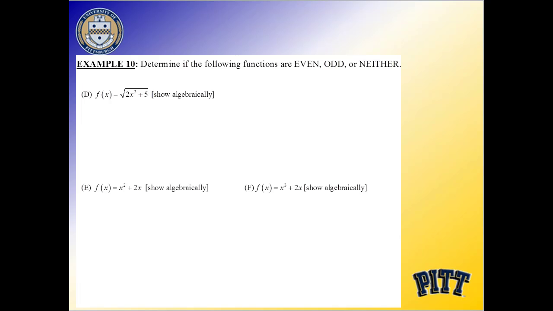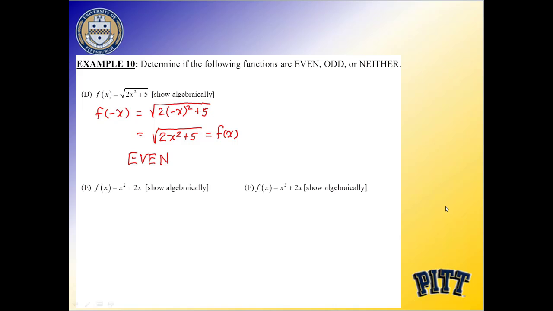And that is, well, if I can show that f of x equals f of negative x, then it's even. If I show that f of negative x equals the opposite of f of x, then it's odd. And if neither one of those two things happen, then it's neither. So we run these tests. The first one we always run is the easiest.